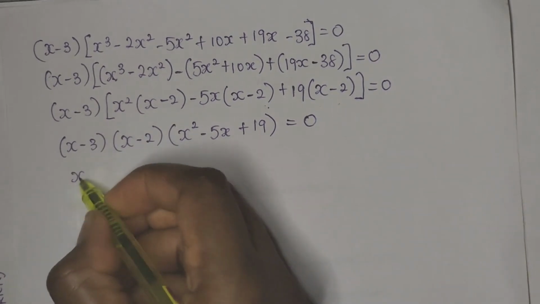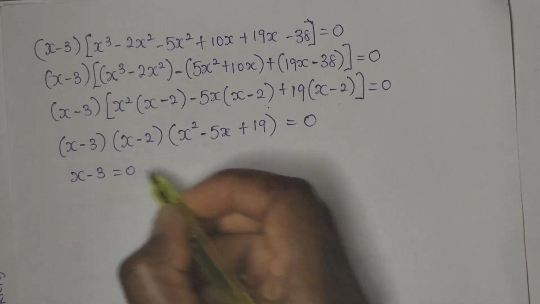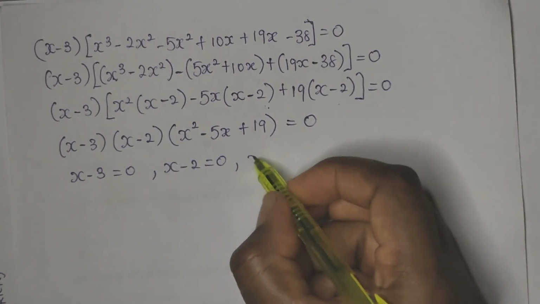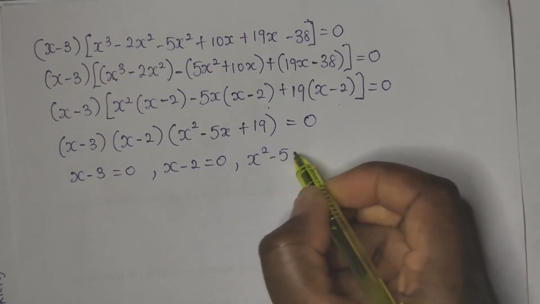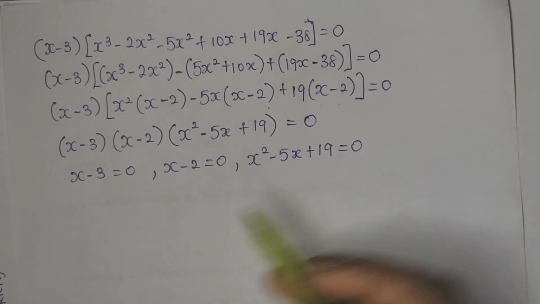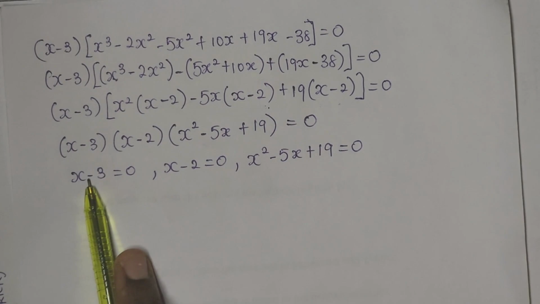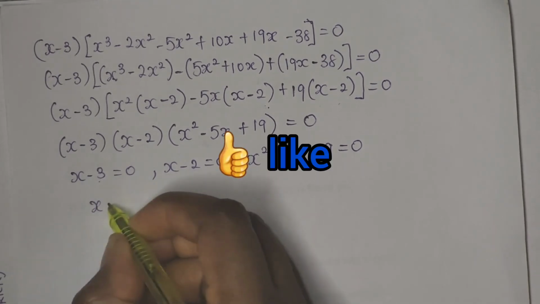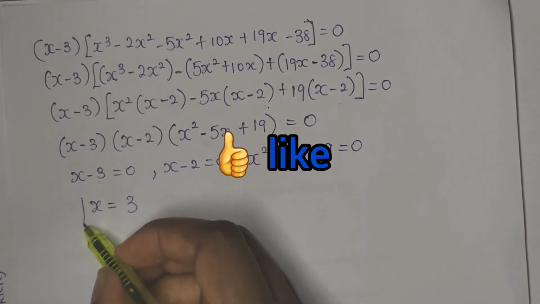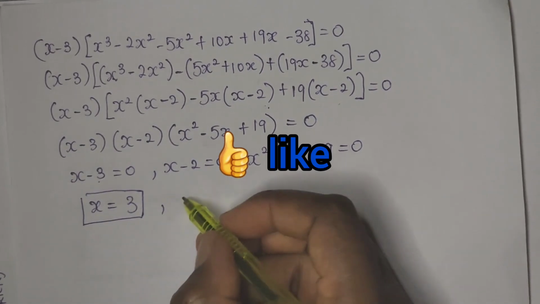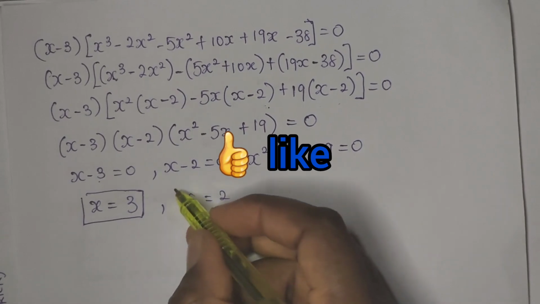This simply means that x minus 3 is equal to 0, and x minus 2 is equal to 0, and x to the power of 2 minus 5x plus 19 is equal to 0. So we'll be resolving this separately, resolve this and resolve this. So from here, we have x equal to 3, and from here we have x equal to 2.